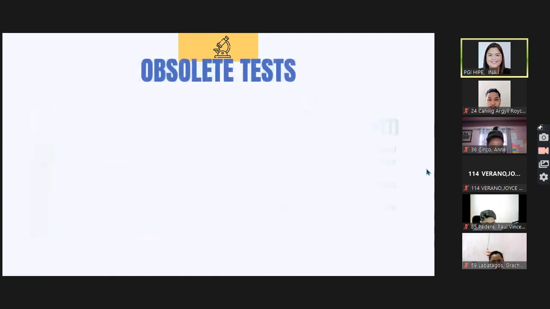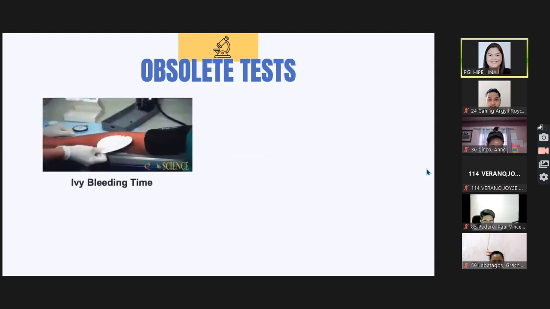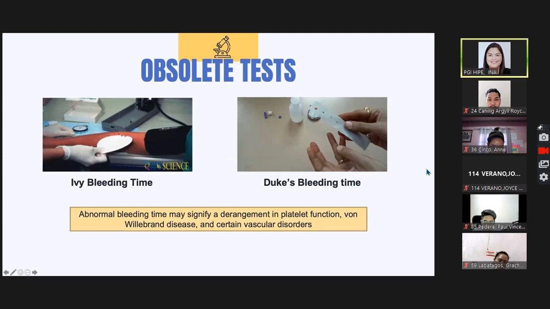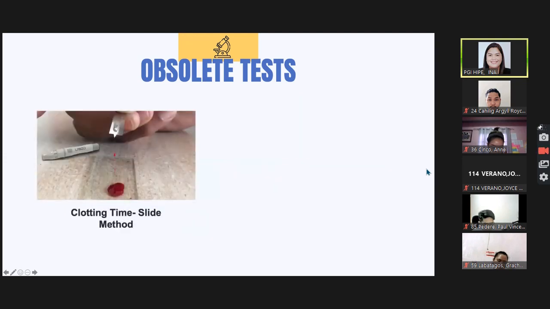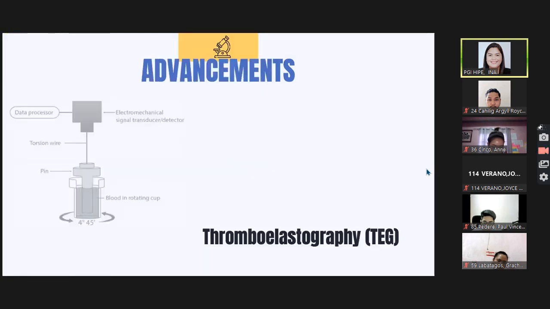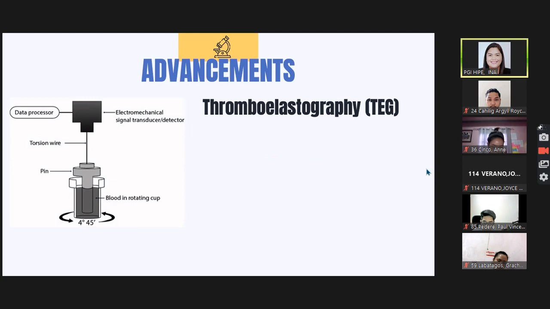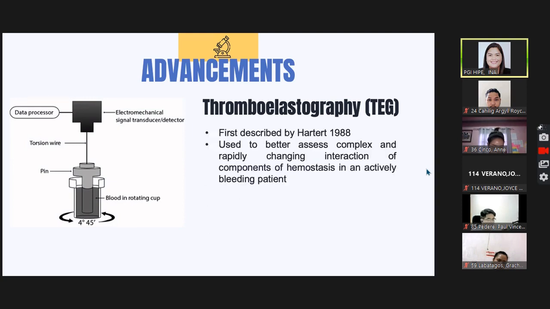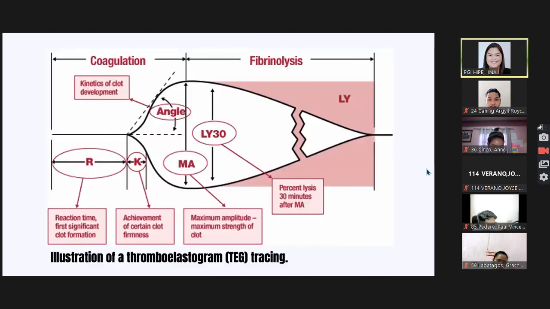Okay, so these are just good to know. The obsolete tests: the IV bleeding time, the redox bleeding time, the clotting time slide method, and the clotting time capillary tube method. And then the thromboelastography, or TEG, just in passing, just good to know.